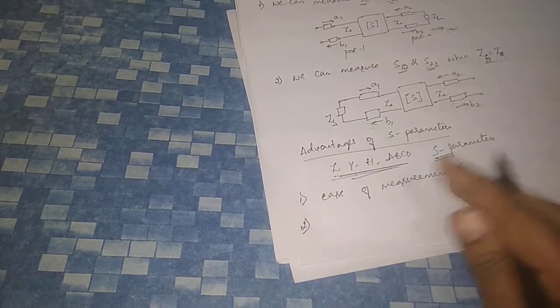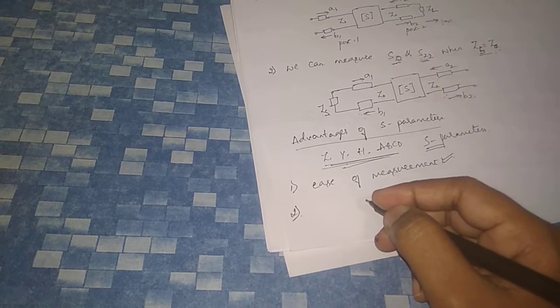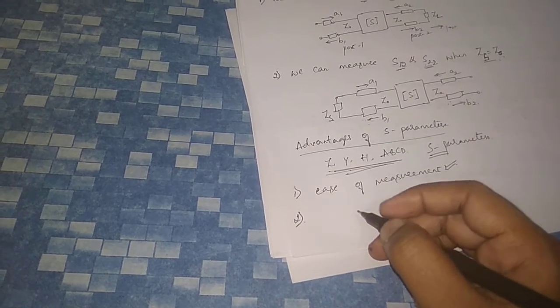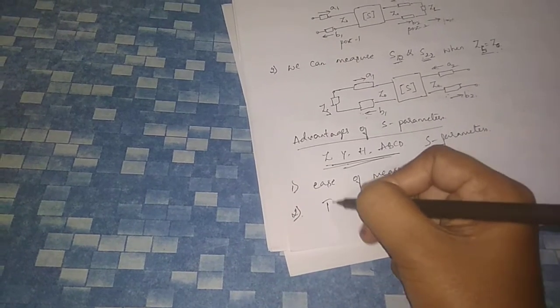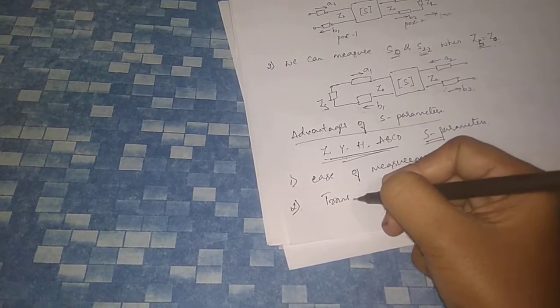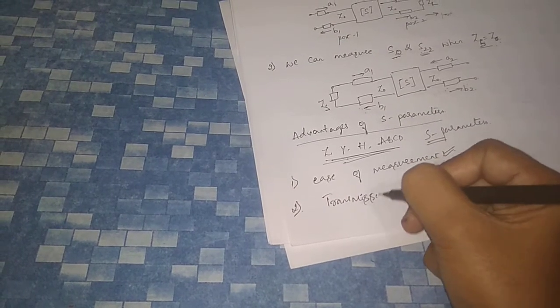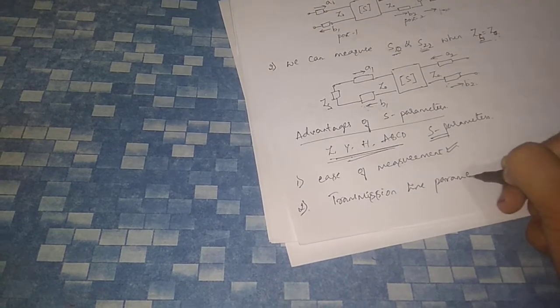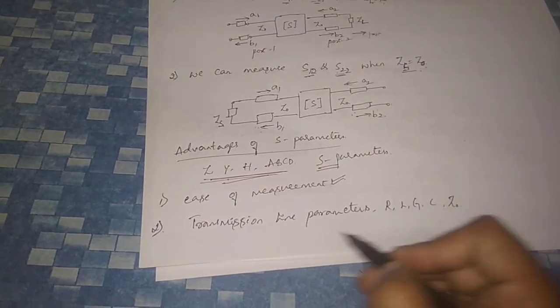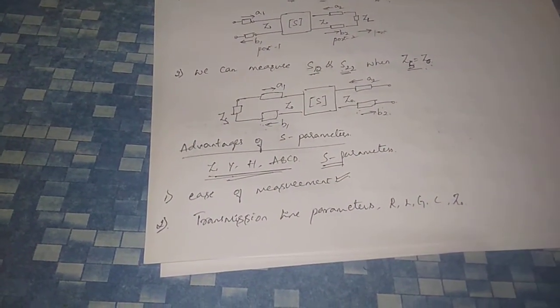The second one is that S parameters are also used to extract transmission line parameters such as R, L, G, C, Z naught, all those things. Using these S parameters, you can extract all these parameters.